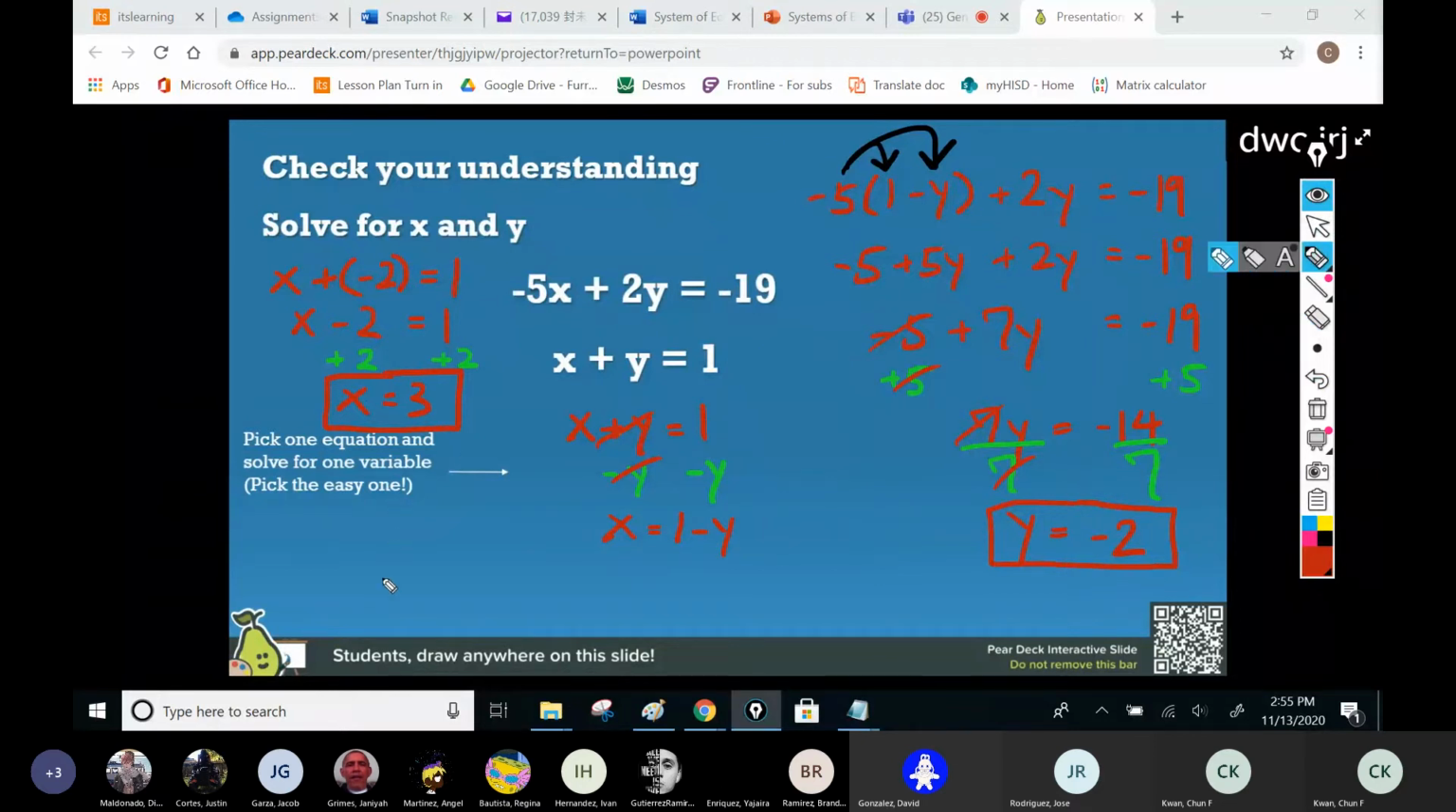So you got two answers. One of them is x equals to 3. The other one is y equals to negative 2.